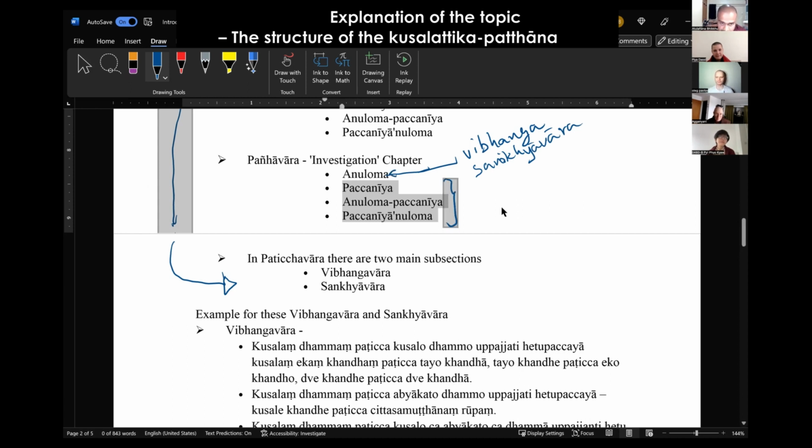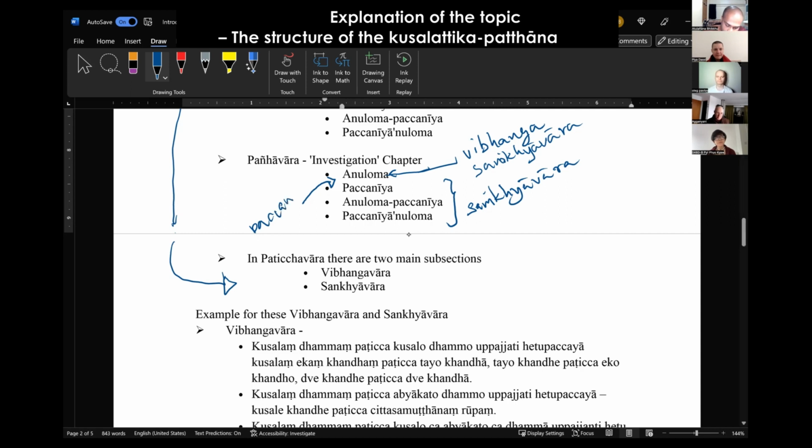But for the Paccanīya, there is a difference. We only have the Sankhya, right? So the Vibhangavara is not present in the Paccanīya, Anuloma Paccanīya, and Paccanīya Anuloma. So between Anuloma and Paccanīya, there is another small chapter called Paccanīyuddhāra, right? So that is the chapter that we are going to discuss today, the Paccanīyuddhāra, the chapter which falls between the Anuloma and the Paccanīya.